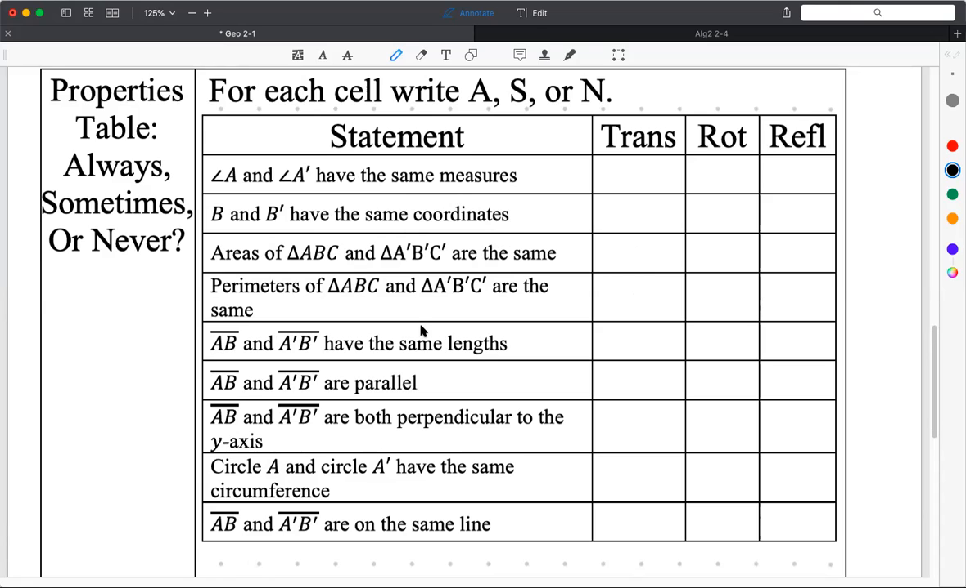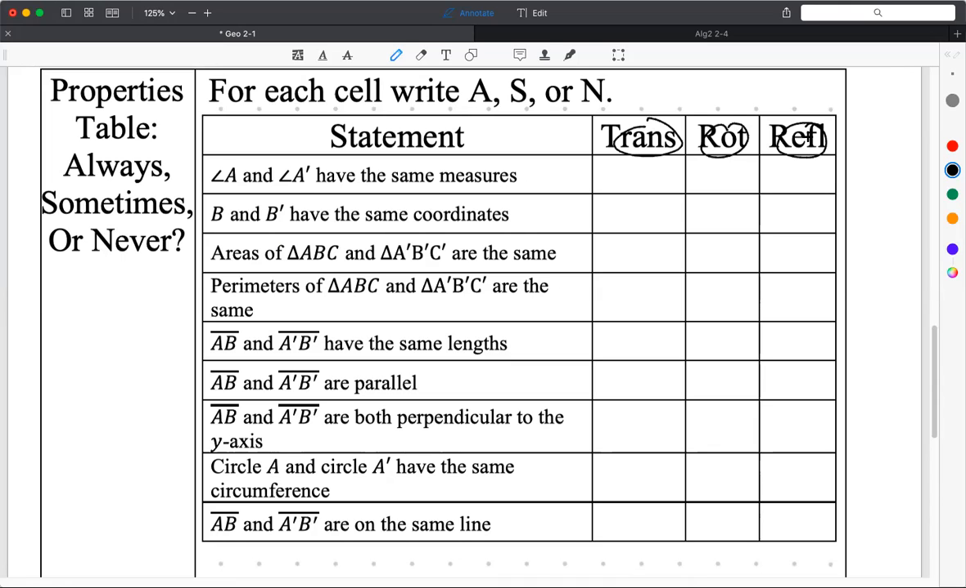Okay, so for each of these statements, you're going to say always, sometimes, or never. You're going to say this statement is always true with a translation, or it's always true with a rotation. It's always true with a reflection. Maybe it's sometimes true. Sometimes it is, sometimes it's not. Maybe it's never true. This is impossible, Mr. Snell.